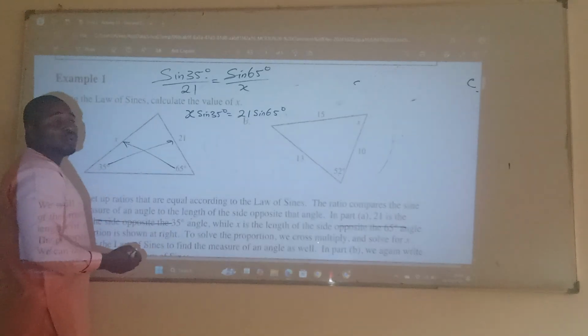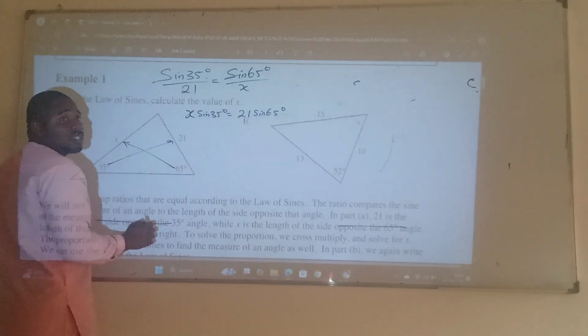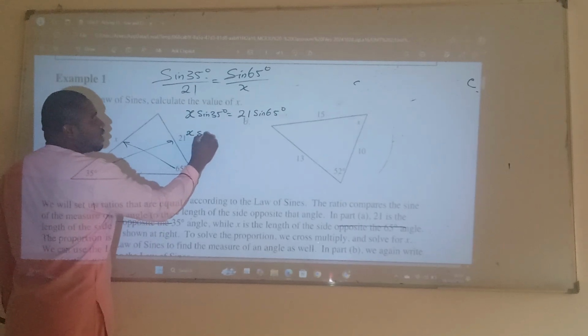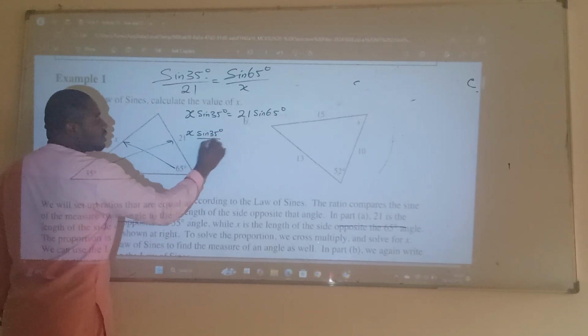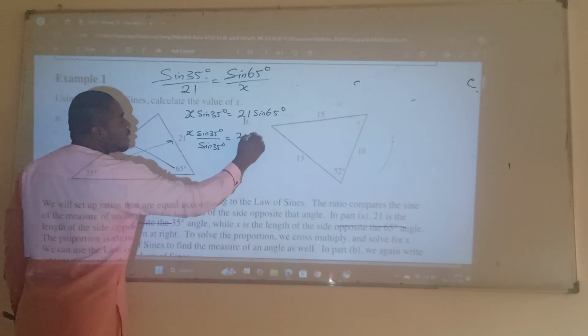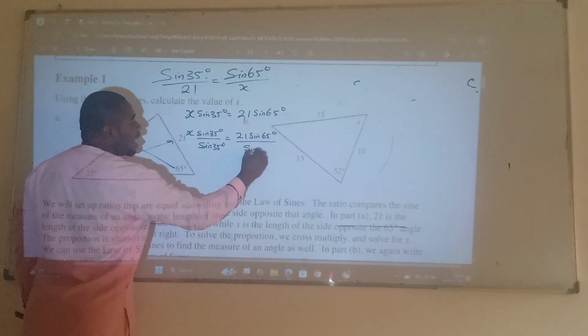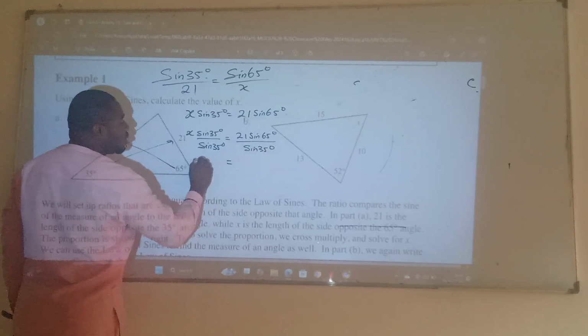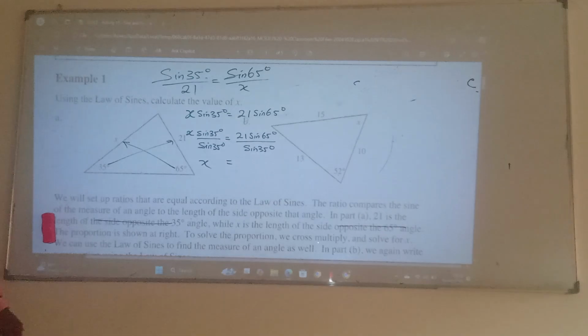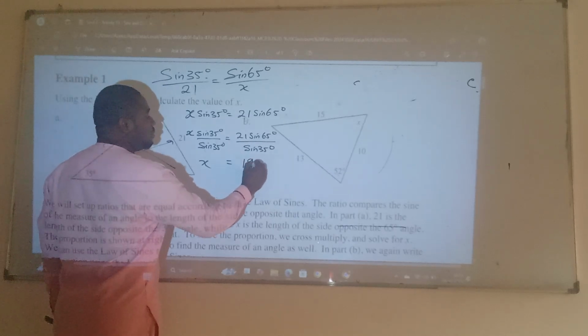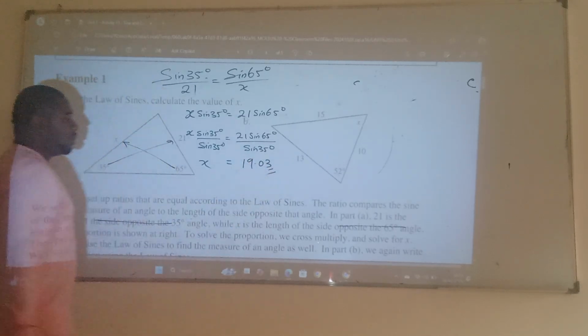So what can we now do? We can divide both sides by sine 35 degrees. So we have x equals 21 sine 65 degrees upon sine 35 degrees. Now, you can run this on a calculator and tell me what the answer is. 19.03. This should be the answer.